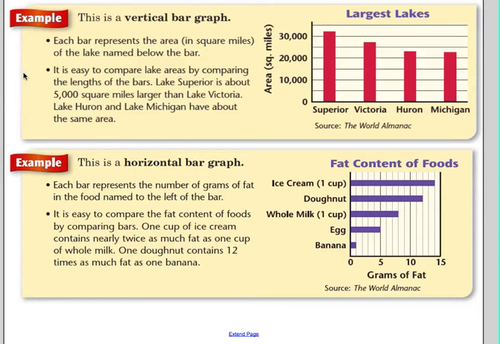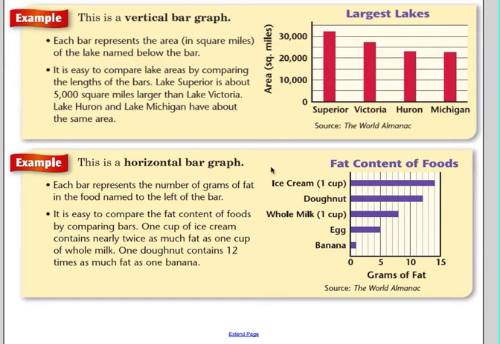Let's take a look at some examples. This first example here is a vertical bar graph. We call it vertical because the bars are arranged vertically. They're going up and down. Each bar represents the area in square miles of the lake named below the bar: Superior, Victoria, Huron, Michigan. It is easy to compare lake areas by comparing the lengths of the bars. Lake Superior is about 5,000 square miles larger than Lake Victoria. Lake Huron and Lake Michigan have about the same area.